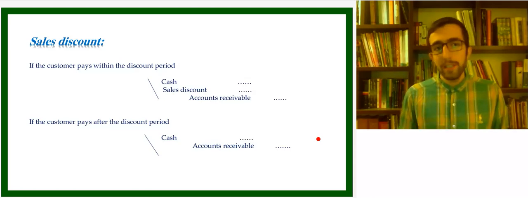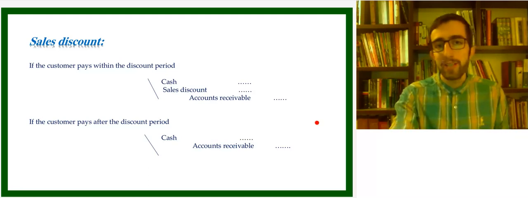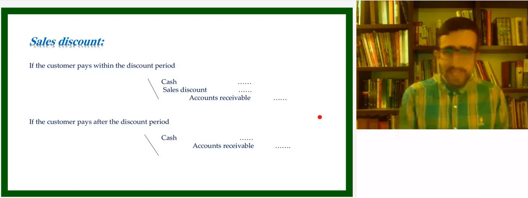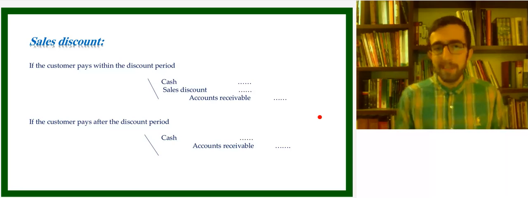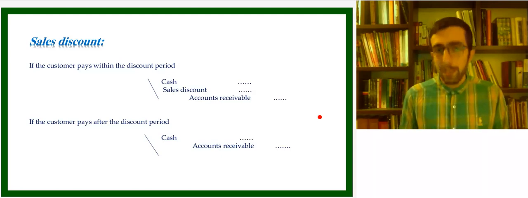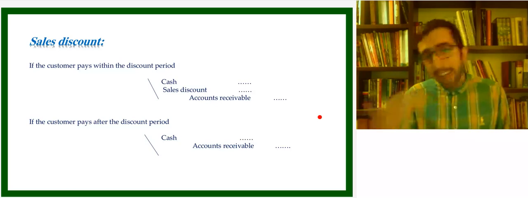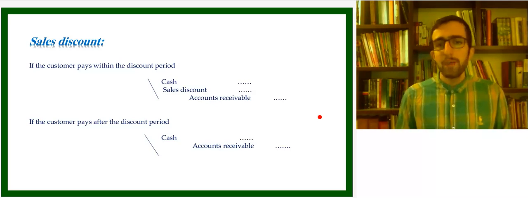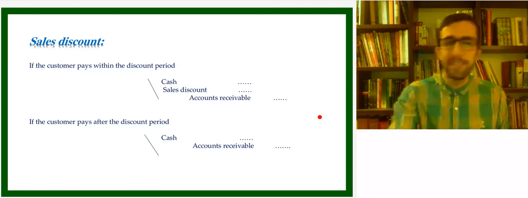And for this entry, if the customer pays within the discount period, we make cash on the debit side, we put sales discount on the debit side, and accounts receivable on the credit side. Sales discount is an account that has a normal balance of debit, so for the entry and to record this account, we put it on the debit side. But if the customer pays after the discount period, we put the cash account on the debit side and accounts receivable on the credit side.